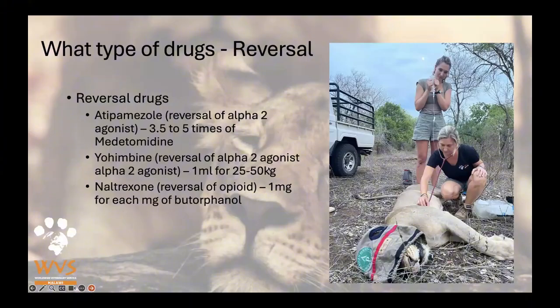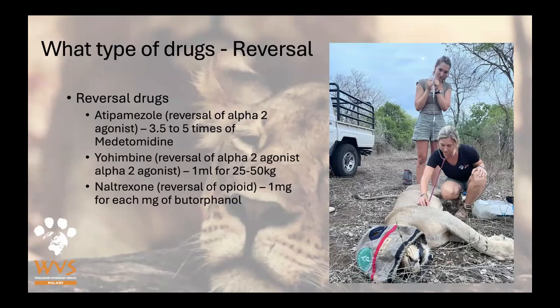So when we then talk about the reversal, it's very important, obviously, that we reverse these animals as soon as we're done. We want them up again. These reversal drugs you can either give intramuscularly or intravenously. For the predators, we actually like to give them intramuscularly.